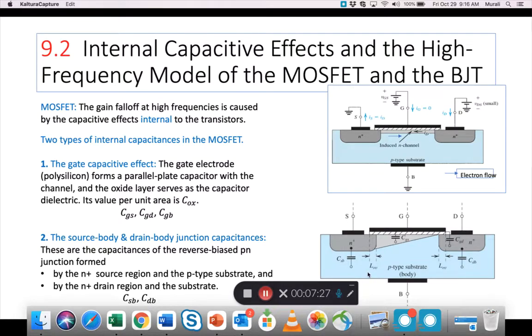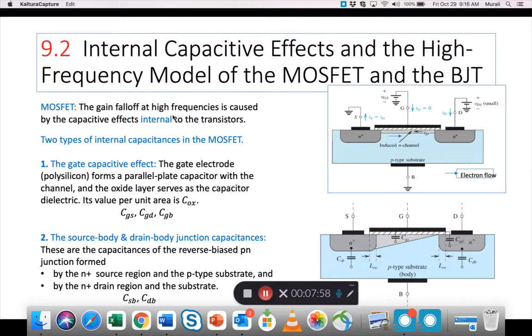So now what is shown in this drawing is some new capacitors, right? There are four capacitors that you see here: CGS, CSB, CGD, and CDB. So what are all these capacitors? And then you see a little bit of a length being shown here, LOV, right? So what is all this?